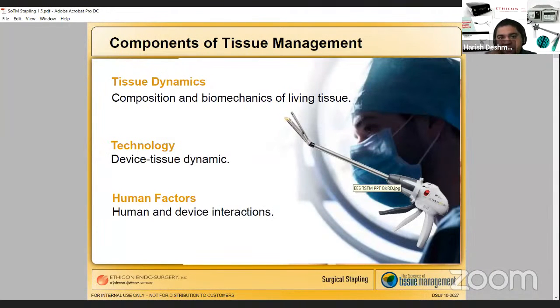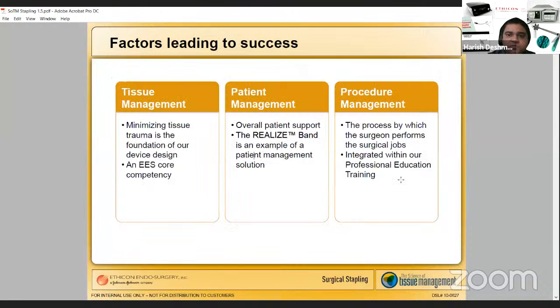Components of tissue management mainly involve three parts, basically tissue dynamics, technology, and human factors. Tissue dynamics is basically the composition of both the living tissue and also the device which you are using. Then technology wise, the stapler you are using is the main factor. And human and device interactions is basically how you handle the device, how smoothly you are firing a stapler, how smoothly you are handling the staplers. And specifically, reuse of the staplers is also a big human factor, where the human device interactions also work out.